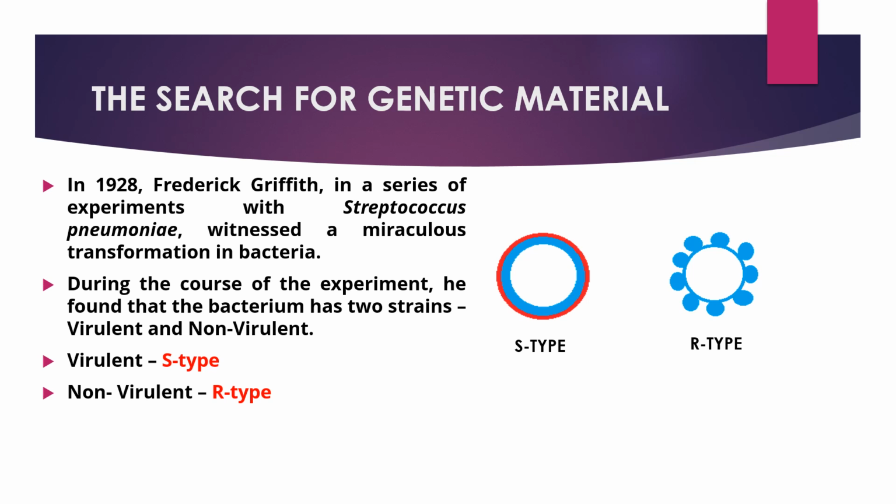So he witnessed a miraculous transformation in this bacterial species during his course of experiments. He found that the bacterium has two strains basically: the virulent type, the S type strain, forming smooth colonies as it has a polysaccharide sheath covering it, and the non-virulent type, the R type, forming rough and irregular colonies. They do not cause any disease.